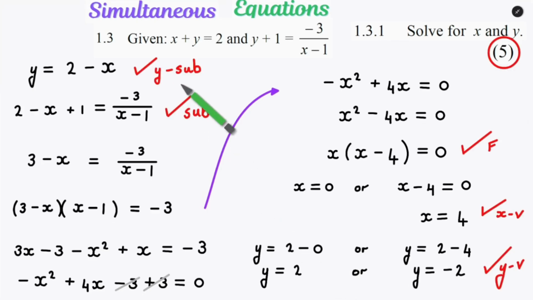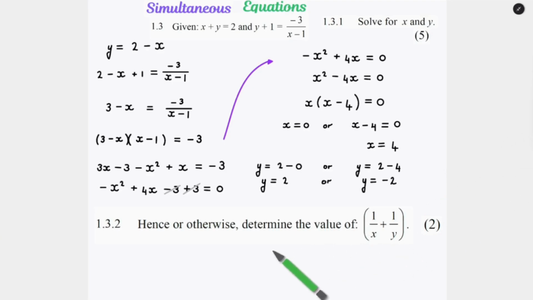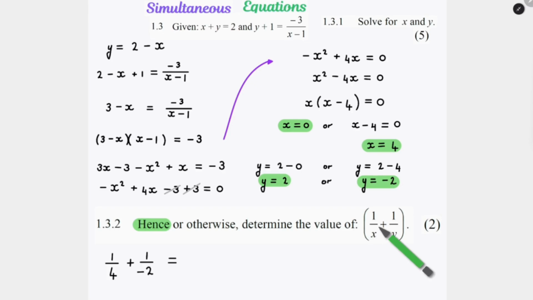And wrapping this question up, you get 5 marks for the relevant steps shown on the screen. In 1.3.2, it says hence or otherwise determine the value of this expression. So if they use the word hence, that means look at your previous answers to help you. So we're going to sub in one pair at a time. So let's go ahead and sub in the first pair. So I'm subbing in this pair here.